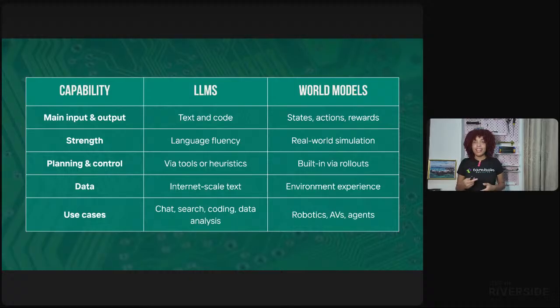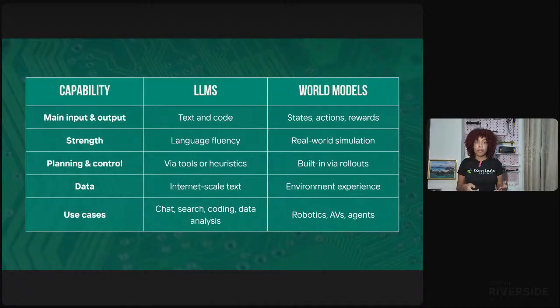So I don't like to say LLMs versus world models. I think it's more LLMs and world models, because they have different scenarios where they're going to be more useful or less useful. There's going to be different use cases for each of them. For LLMs, you can input things like text, code. It can be multimodal. You can start implementing images and sometimes now even video. But with a world model, you're looking at different states, actions, and then rewards.